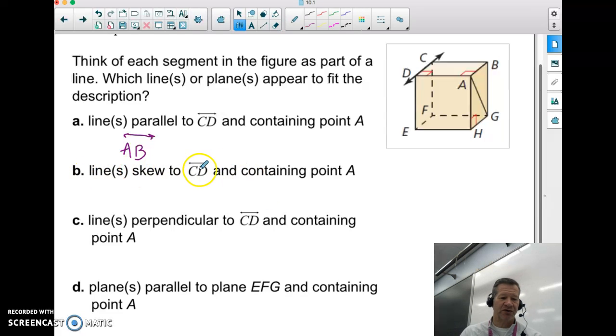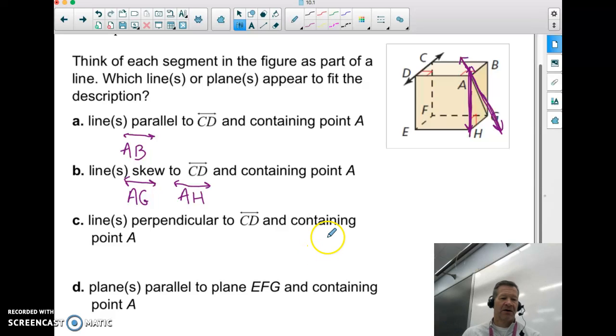How about lines skew to CD that contain point A? Well, we said this one was parallel already. This one would intersect, that's no good. But what about this line? This line would never intersect, and it's in a different plane. So AH would be one. And what about this line right here, AG? That one also would never intersect with DC, and it's in a completely different plane. So AH and AG would be lines that are skew. And notice, I don't just write the letters. I always write what the figure is too. It's line AG and line AH.